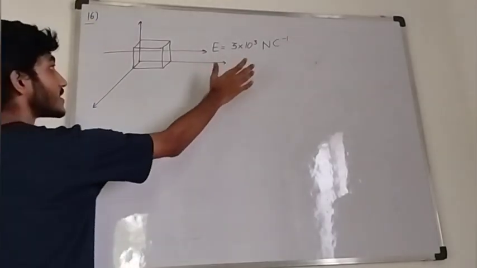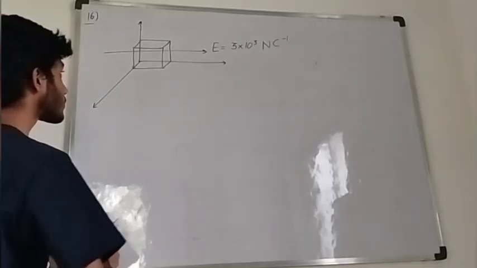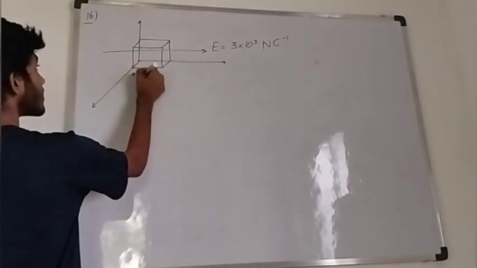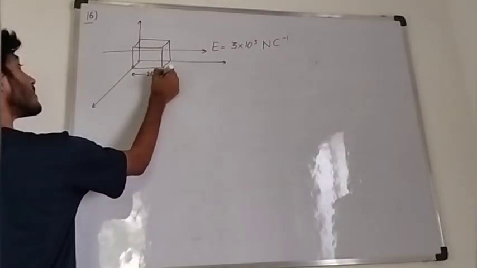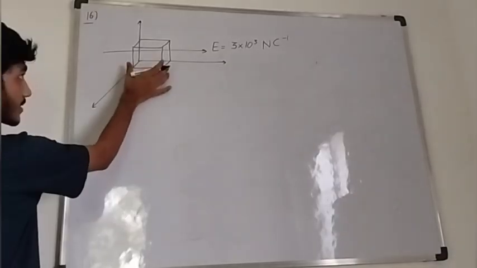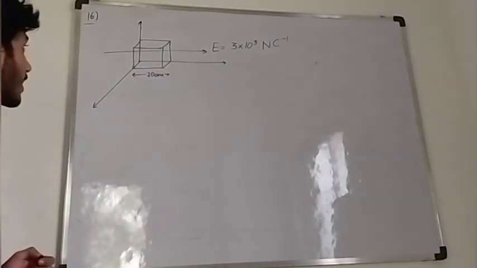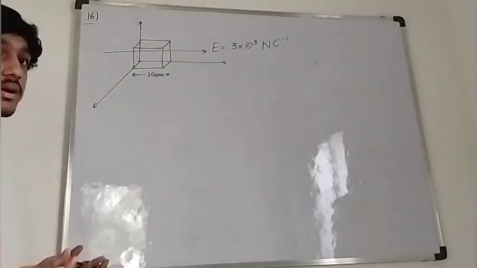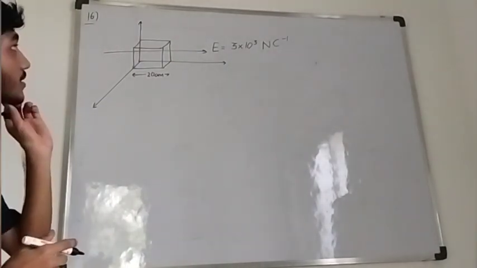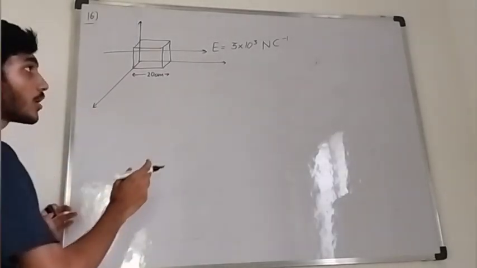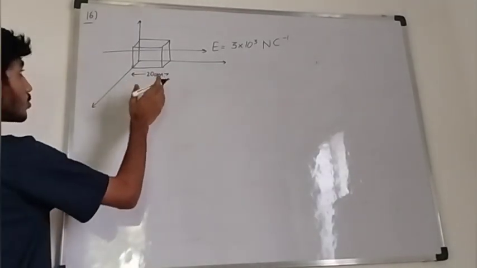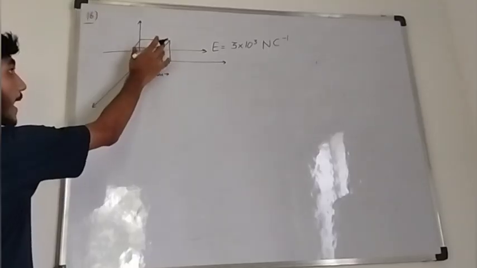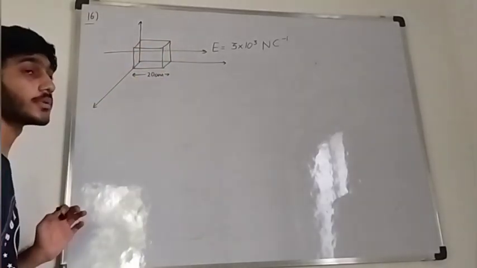So this is the same thing from the last question. They have just said that instead of the square you have taken a cube of side 20 centimeters. This is the length of the side of the cube, which we call a sometimes. You can call it anything you want. So what is asked is, what is the flux through the sides which are parallel to the coordinate system?